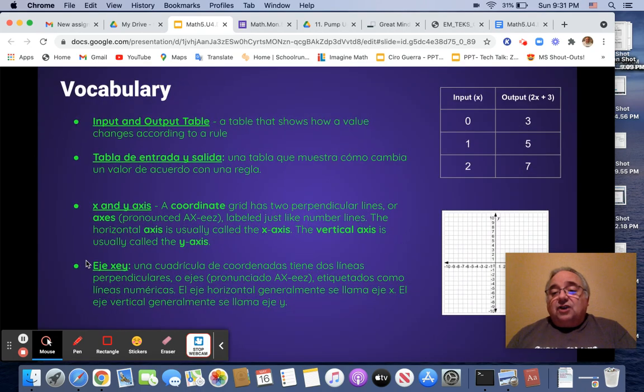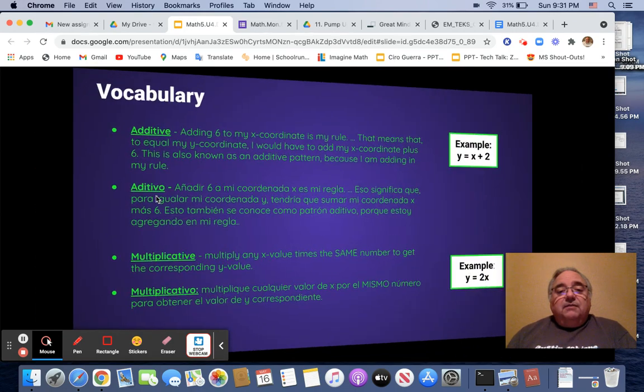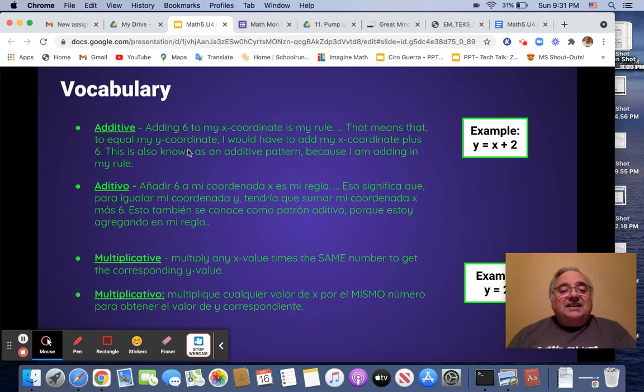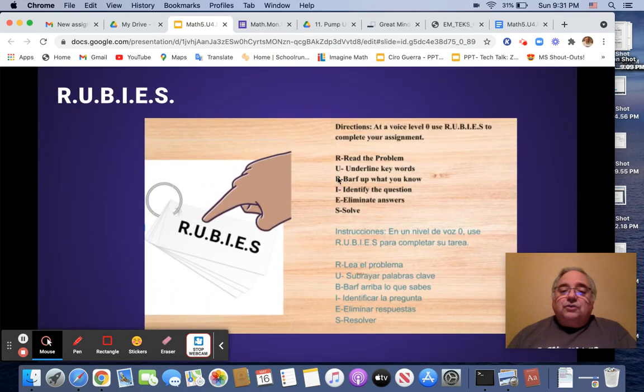Guys, we're going to continue to STAR review. Make sure you know what an input-output table is. Know what your X and Y axes are. Make sure you know what an additive and multiplicative rule is, because you will be seeing quite a few of those. And you're going to continue to use your RUBIES.